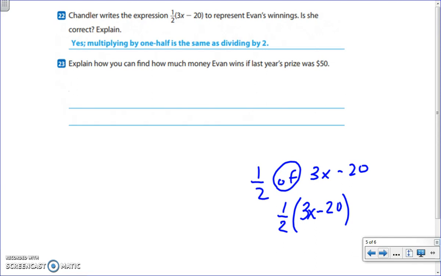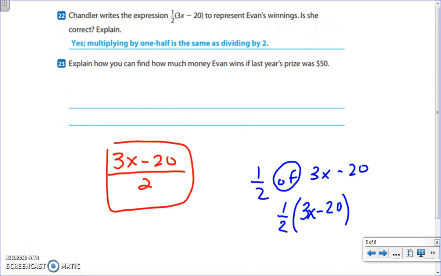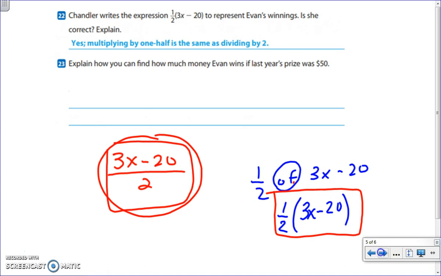Another way you maybe could have written it would be 3 times last year's prize, 20 less than that, all over 2, but it would all have to be over 2. So this expression would actually be the same as this expression. This one I would say 1/2 of, or this one I would say the words divided by 2. They really mean they represent the same amount.